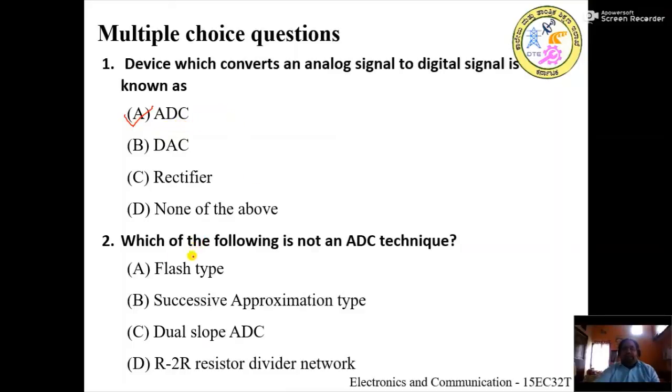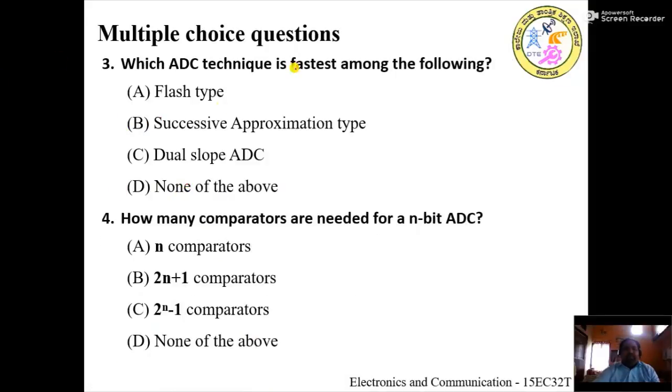The second one is: which of the following is not an ADC technique? Flash type, successive approximation type, dual slope type, or R2R resistor divider network? Obviously the fourth one, R2R resistor divider network. Basically this is a digital to analog converter. The third one is: which ADC technique is fastest among the following? Flash type, successive approximation type, dual slope, or none of the above? Obviously the flash type is the fastest one.